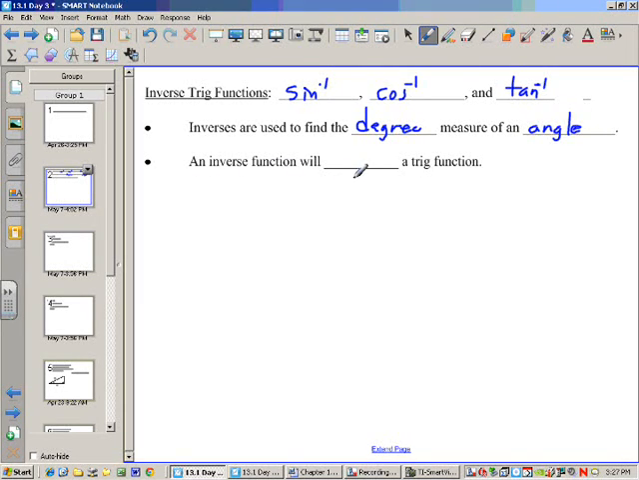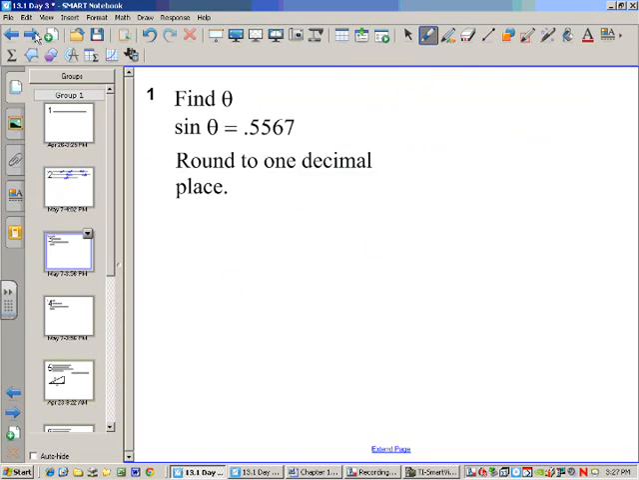The inverse function will undo a trig function. So they do the opposite operation of trig functions, just like adding and subtracting. Inverse sine and sine undo each other. So in a situation like this, we'd use an inverse sine.